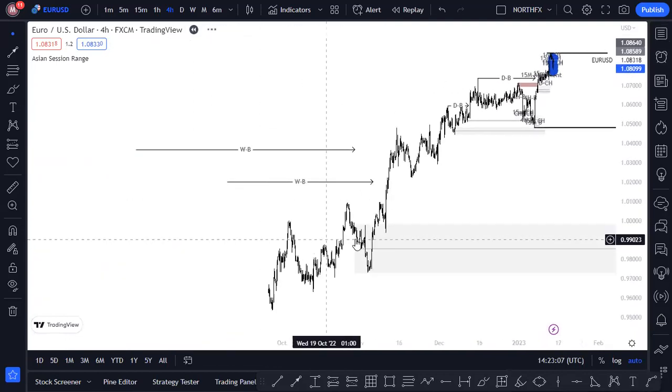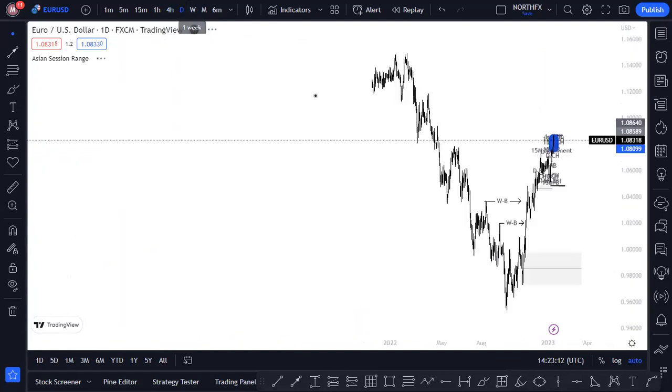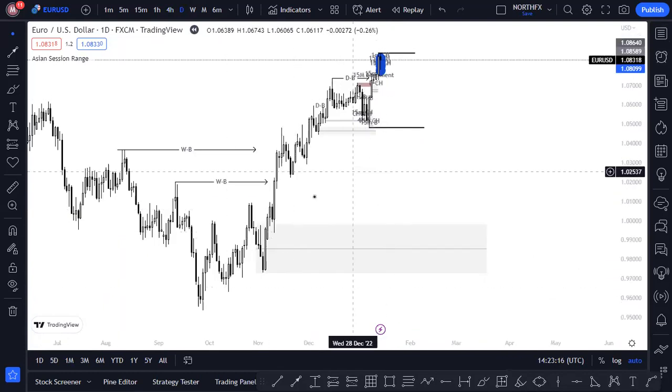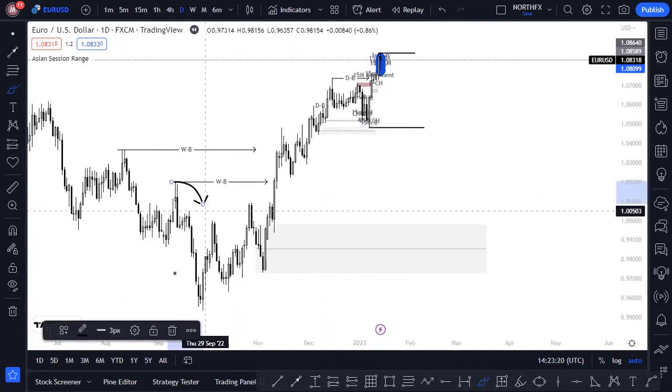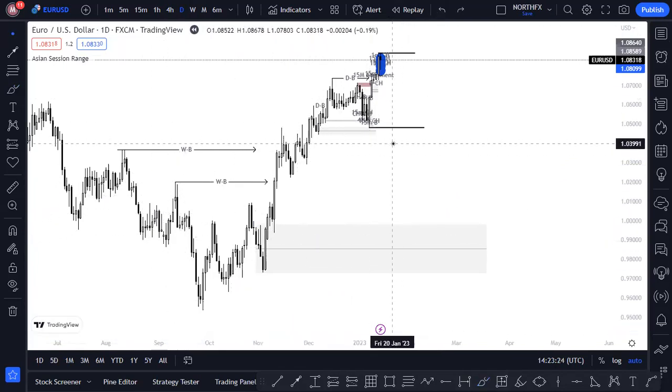First of all, if you look at the trend on our higher time frames, which is the daily, the weekly, and others, we can see that we've been bullish, meaning that we've been forming higher highs and higher lows.